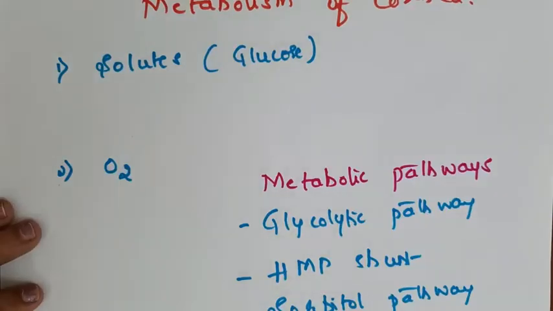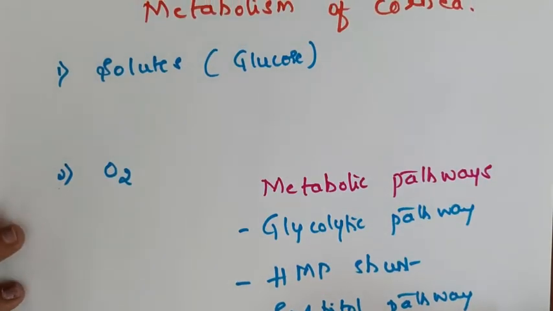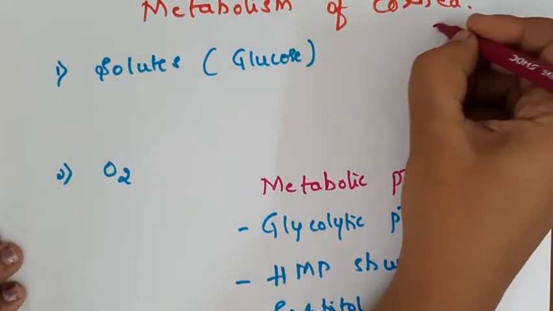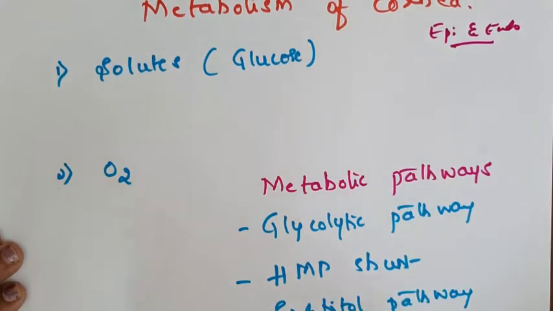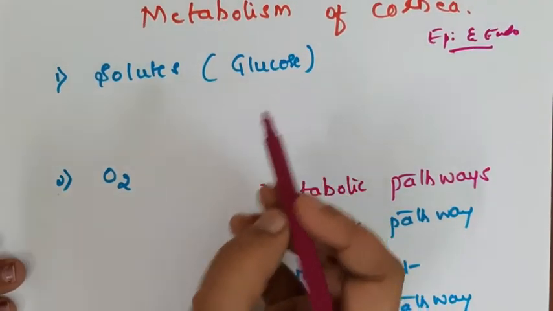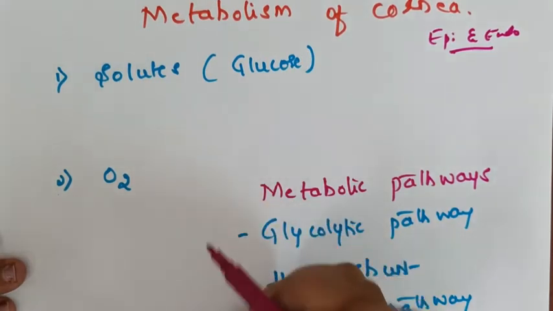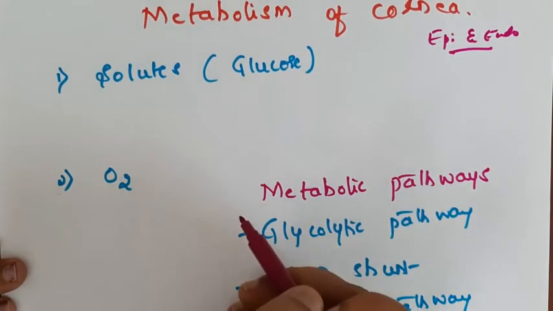Coming to the next question, that is the metabolism of the cornea. As you know, the corneal epithelium and the endothelium are the two layers which are highly active in metabolism. So the cornea requires glucose and oxygen for metabolism. So let's see from where these two come and how it is metabolized.